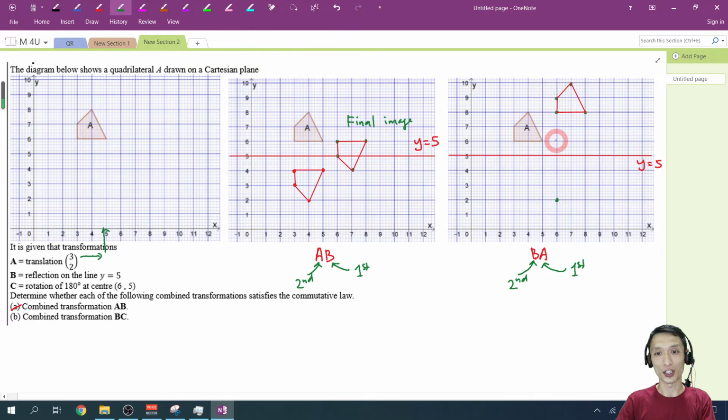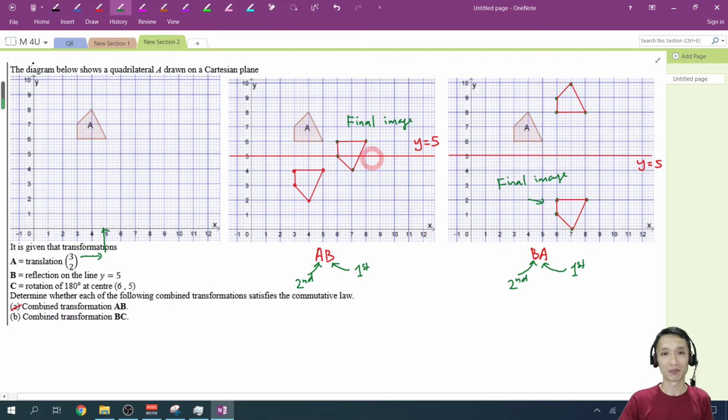1, 2, 3, 4. 1, 2, 3, 4. 1, 2, 3, 4, 5. 1, 2, 3. Okay. Now, let me connect all these points together. This is the final image. This is the final image of object A under this combined transformation BA.